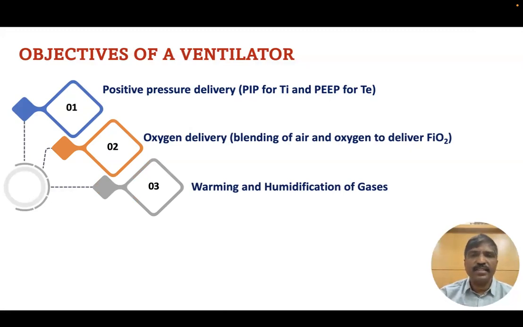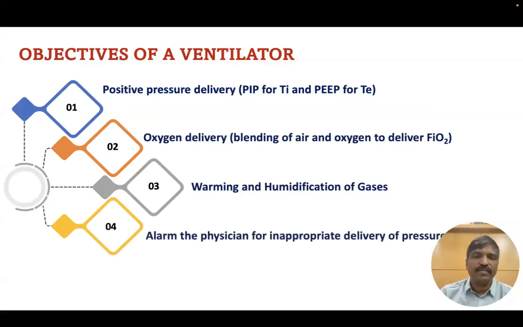Then whatever gases we are using that are coming from the ventilator are cold and dry. So we have to warm and humidify these gases before they go into the airway. So the three basic functions of a ventilator are to deliver pressure, to deliver oxygen in a concentrated gradient, and to warm and humidify the gases.